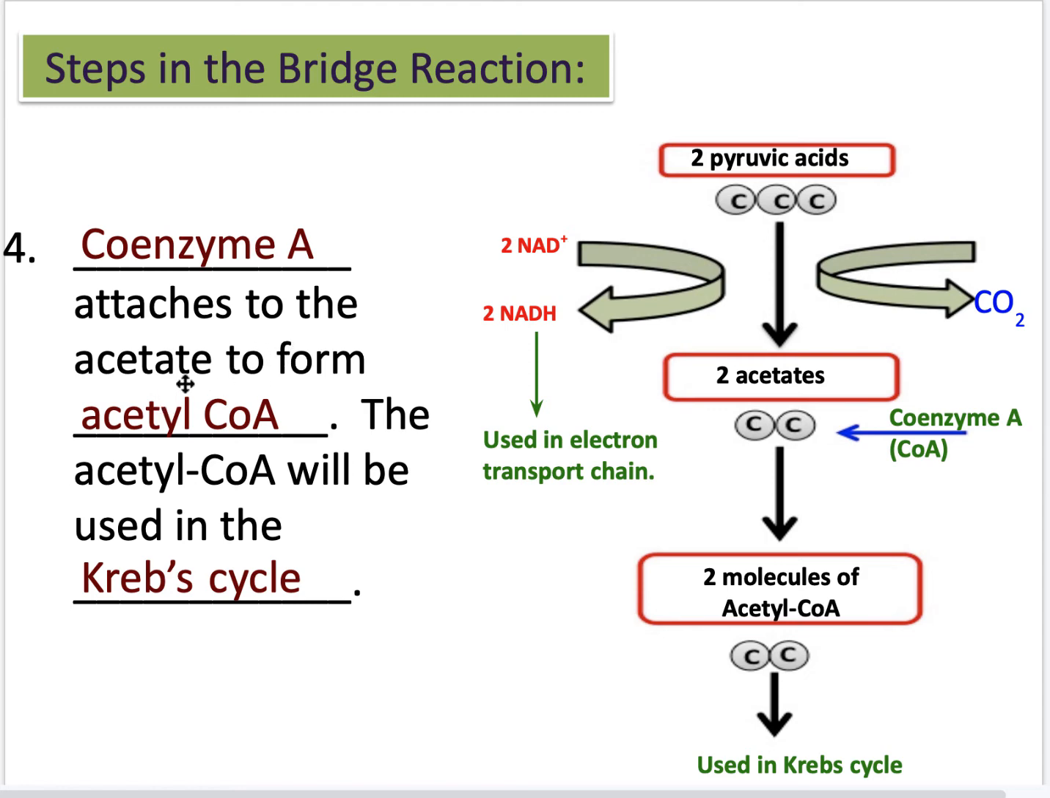Coenzyme A attaches to the acetate to form what is called acetyl-CoA. The acetyl-CoA will be used by the Krebs cycle. So notice what is happening: the pyruvic acid, which is made by glycolysis, undergoes the bridge reaction and turns into what is called acetyl-CoA. Acetyl-CoA is what gets used by the Krebs cycle.